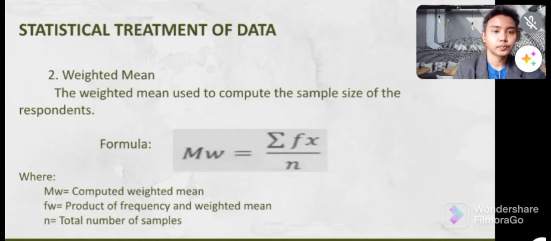Number two, weighted mean. The weighted mean is used to compute the sample size of the respondents, where the computed weighted mean is equal to the product of frequency divided by the number of samples.